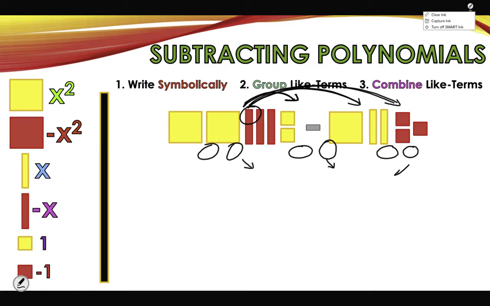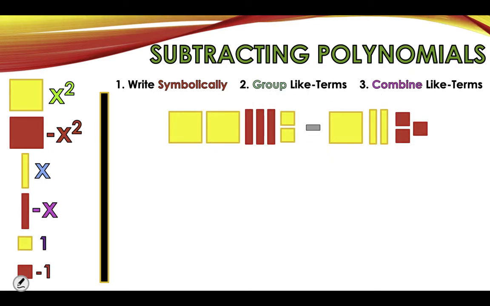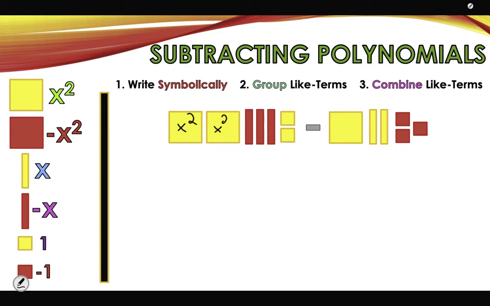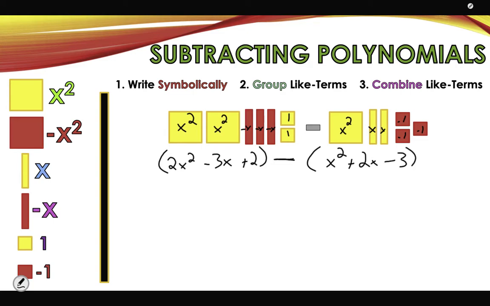Next example, I'm going to work with a picture. So that is 2x squared, and I'm going to make sure I use the brackets. Then I have negative x, and negative x. So 3 of them is negative 3x plus 2. Minus, so this is an x squared, and I have 2 x's, and I have 3 negative ones.